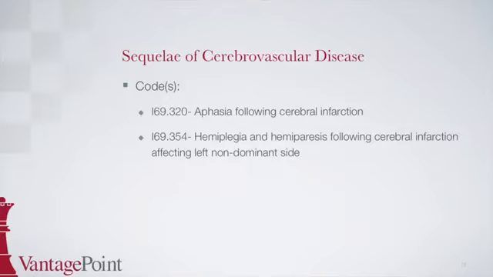When you go to subcategory I69.35 in the tabular, you have options for right dominant and non-dominant and left dominant and non-dominant side. Since documentation states left-sided hemiplegia on the non-dominant side, I69.354 is appropriate. For this example, the sequencing of the codes does not matter. Either condition may be reported first.